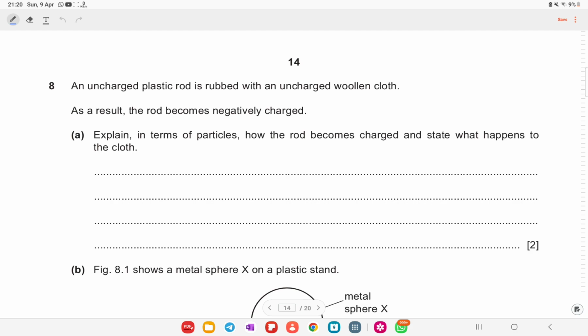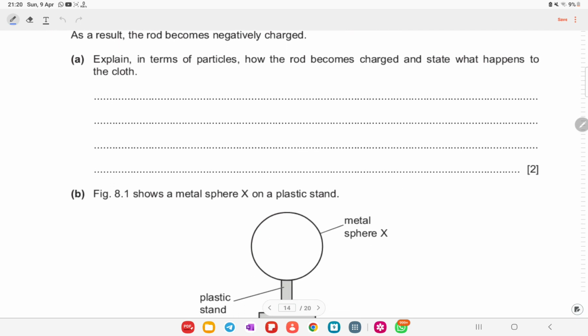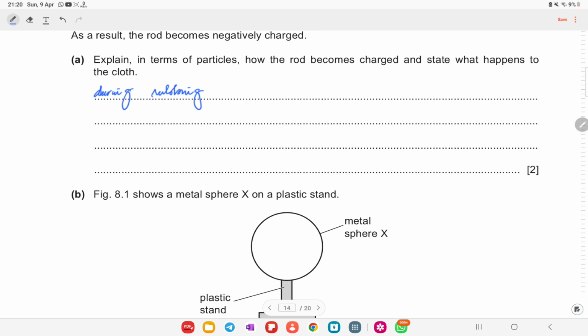An uncharged plastic rod is rubbed with an uncharged woolen cloth. As a result, the rod becomes negatively charged. Explain in terms of particles how the rod becomes charged and state what is going to happen to the cloth. So what will happen? During rubbing, there is going to be friction when the rod is rubbed with the woolen piece of cloth.